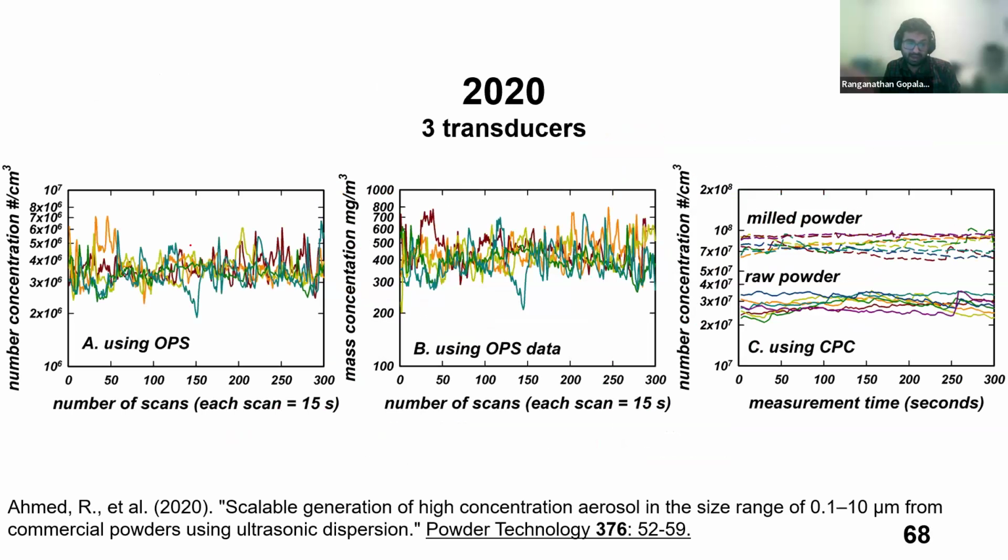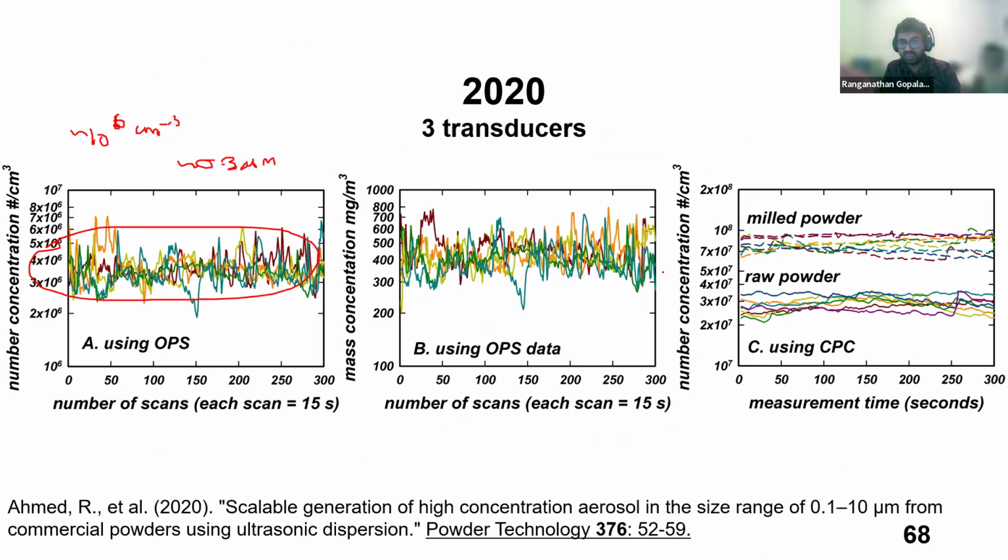So here are the results. If I take the OPS data, we were able to attain number concentrations of around 1 million particles per cubic centimeter. Room air on any given day, if it's pretty clean, is around 1,000 to 10,000 maybe. But we were able to get 2 orders of magnitude higher. But remember, this is in the micron size range. The OPS lower limit is around 0.3 microns.